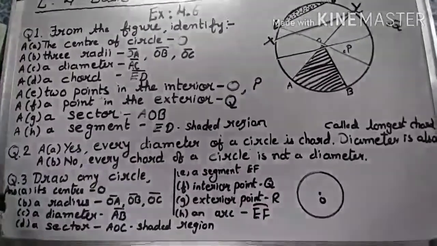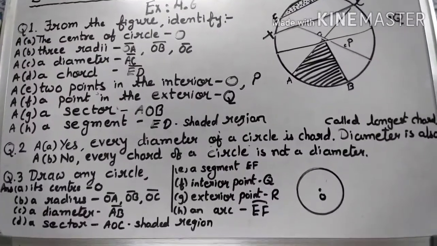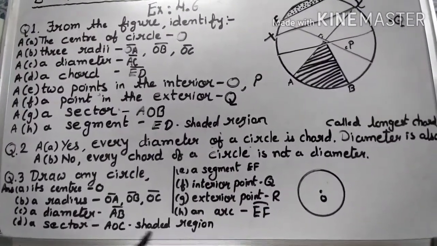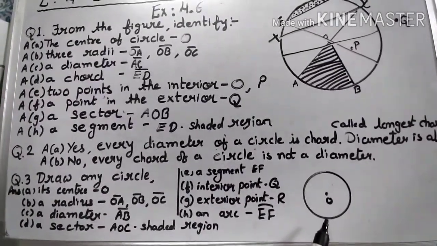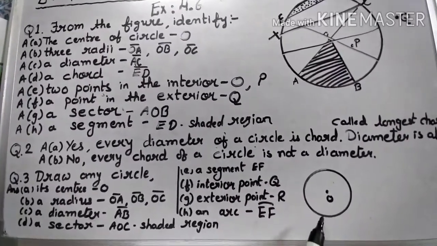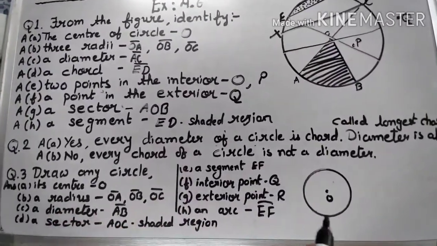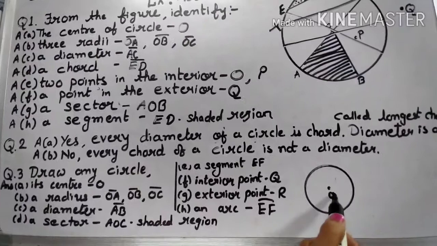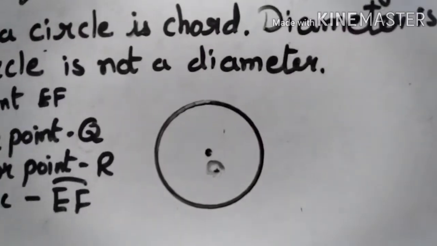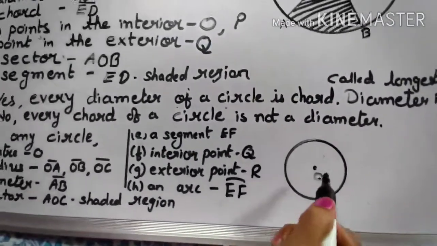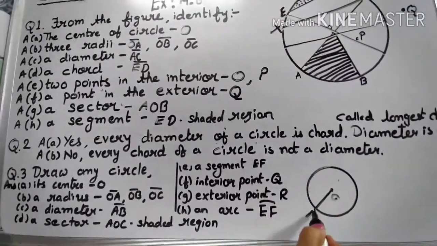Students, now question number 3, draw any circle. Here some points are given that you have to show on your circle. Here I have drawn a rough sketch of a circle. First of all, you have to mark the center. Its center is O. This is the center O of the circle. Second, a radius OA, OB. Now here you have to draw the radius. Here is your radius OA.